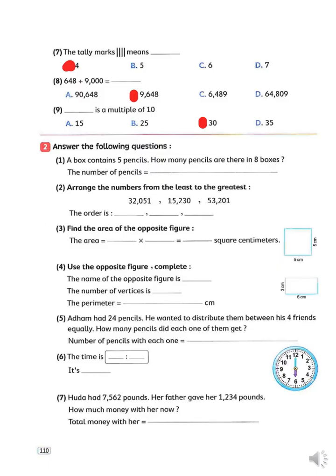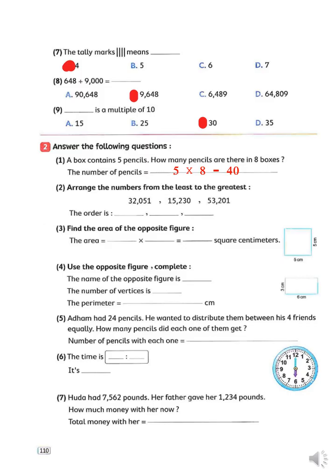The next question, answer the following questions. A box contains 5 pencils. How many pencils are there in 8 boxes? The number of pencils, 5 by 8 equals 40.